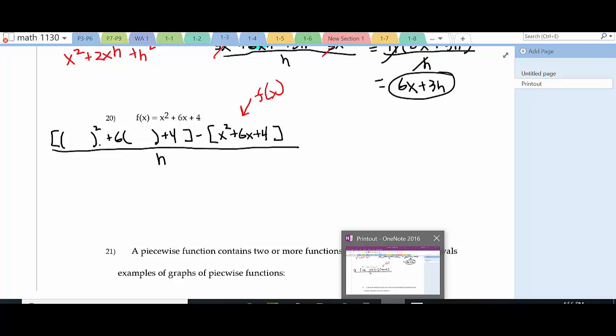Okay, I think I've seen that answer. You're not quite getting that right. Look at what I have on the board. In that first bracket, I'm going to have x plus h squared plus 6 times x plus h plus 4. Make sure you got it set up right. Now, see, that looks good. You got that set up well.